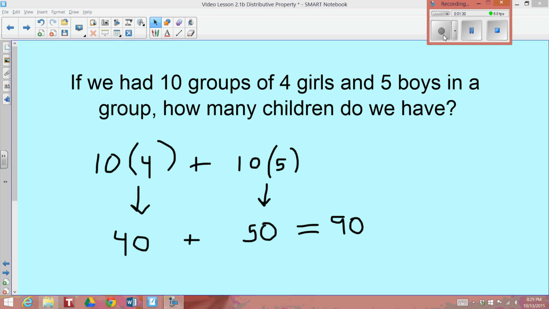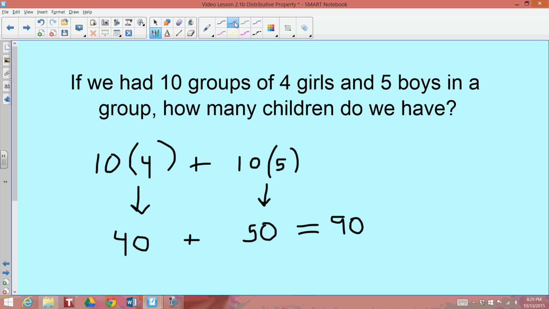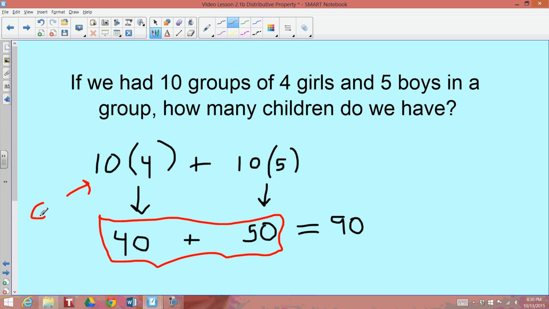If you remember from our discussion about greatest common factor, I could reword this question by saying I have 40 girls and 50 boys. What is the greatest number of groupings I could make of the same amount of girls and boys? And when you look at 40 and 50, the greatest common factor would be 10. 10 is my GCF. And if I have 40 girls, each being in 10 groups, I know I'd have 4 per group. And 50 boys, having the greatest groupings of 10, would mean I'd have 5 in each group.